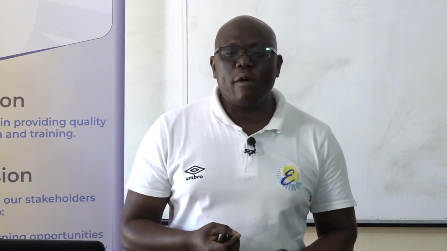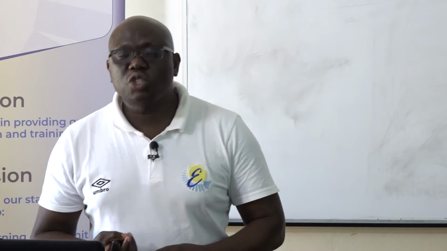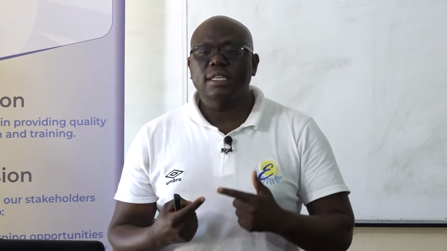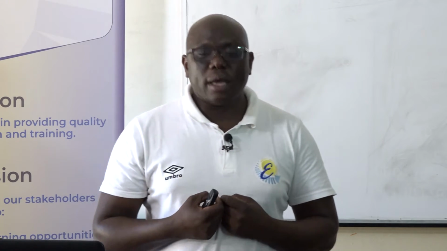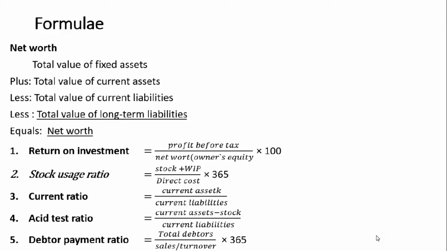We also have the formula to calculate the stock usage, where we check the performance in terms of the stock we have in our business. The formula says the stock plus work in progress divided by direct cost, multiplied by 365 days. We also have to calculate the ratio called the current ratio, whereby we compare the assets against the liabilities. It says the current assets divided by the current liabilities.